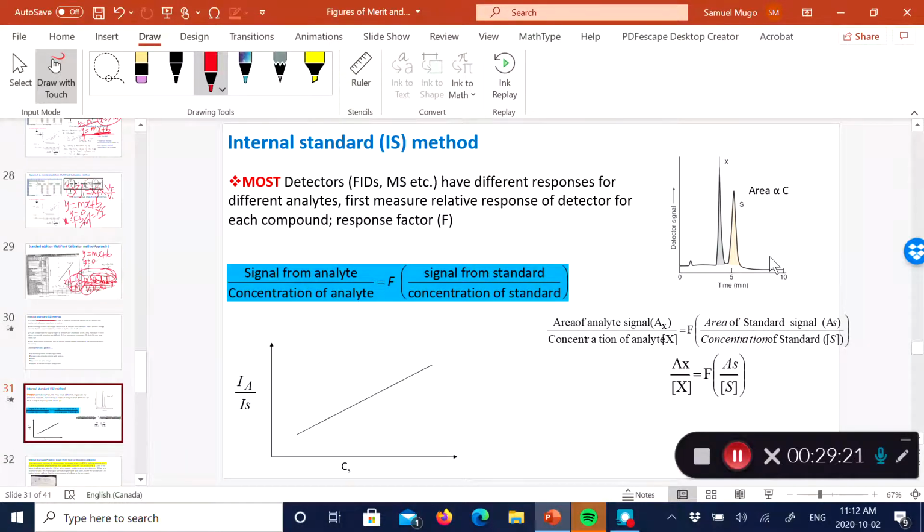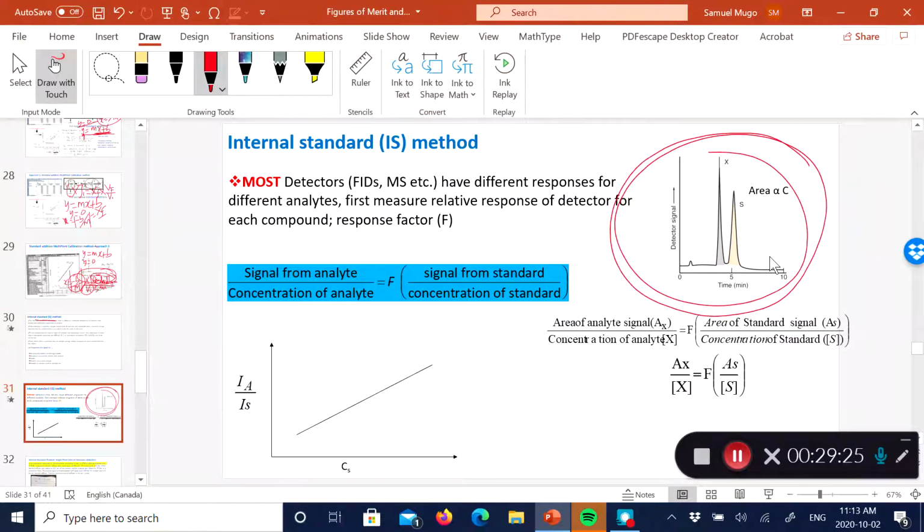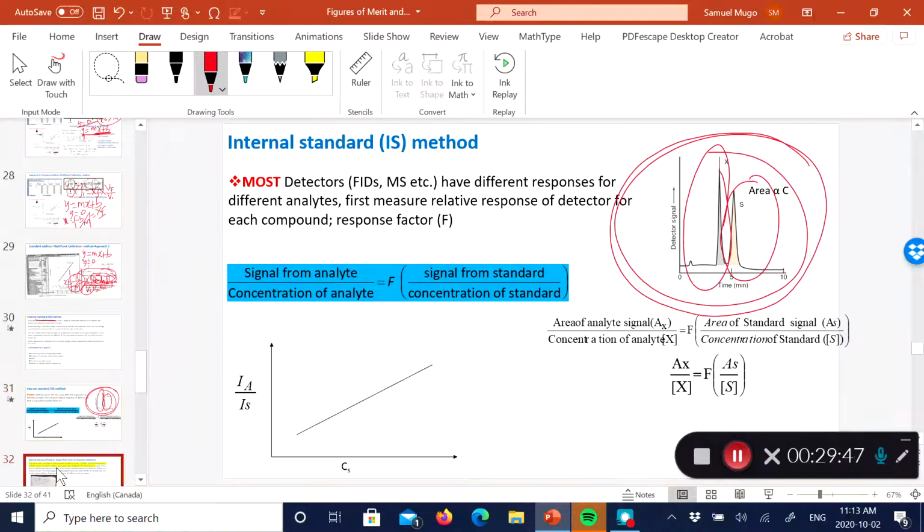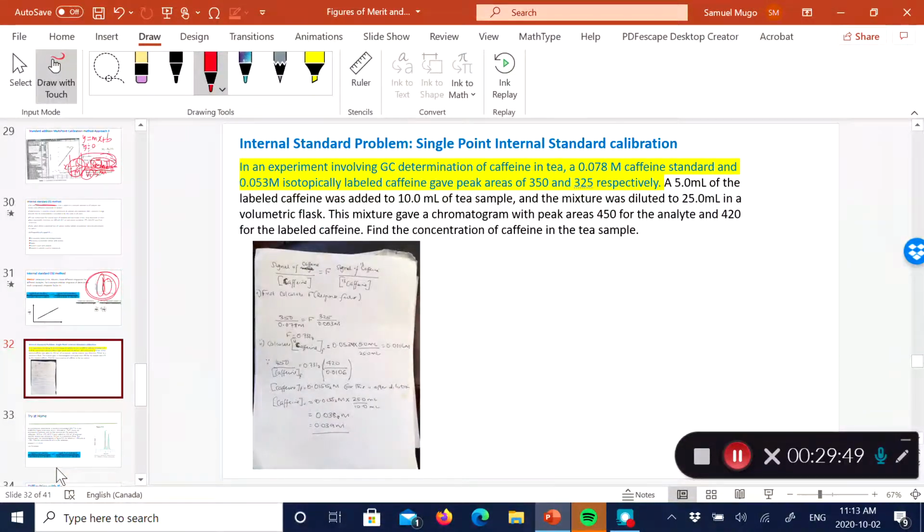When you analyze it using an instrument, possibly GC in this case, you can see that the analytes are distinguishable. Maybe that's your internal standard. It should be distinguishable from your analyte. Okay, hope it's fairly clear. So you can use this equation to do a single point internal standard calibration. Let me give you an example.